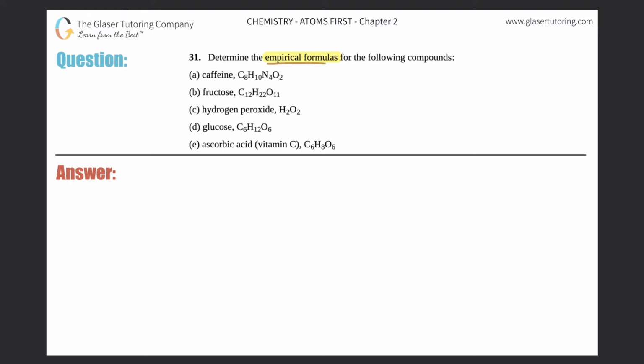So remember, guys, what is an empirical formula? An empirical formula is the simplified version, the simplest form of a compound, all right? So how will you get the most simplified form of a compound? You will always divide your subscripts, all right? And remember what those subscripts are. The subscripts are the little numbers at the bottom of a compound.